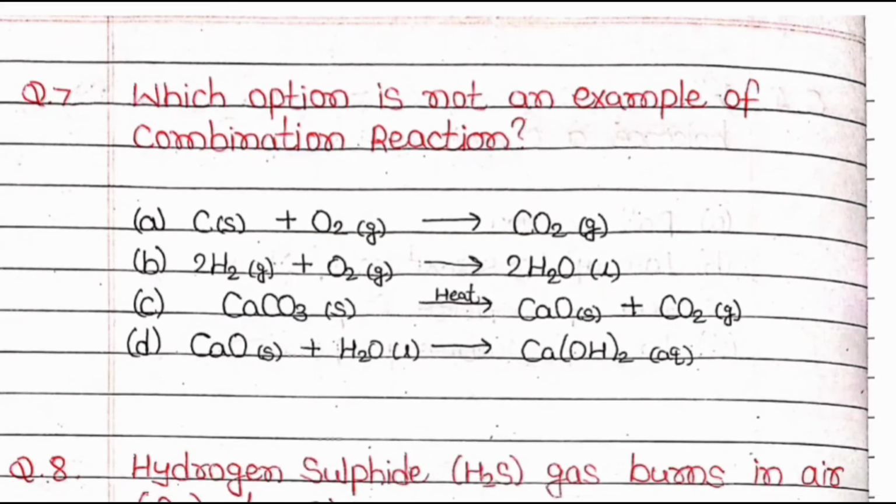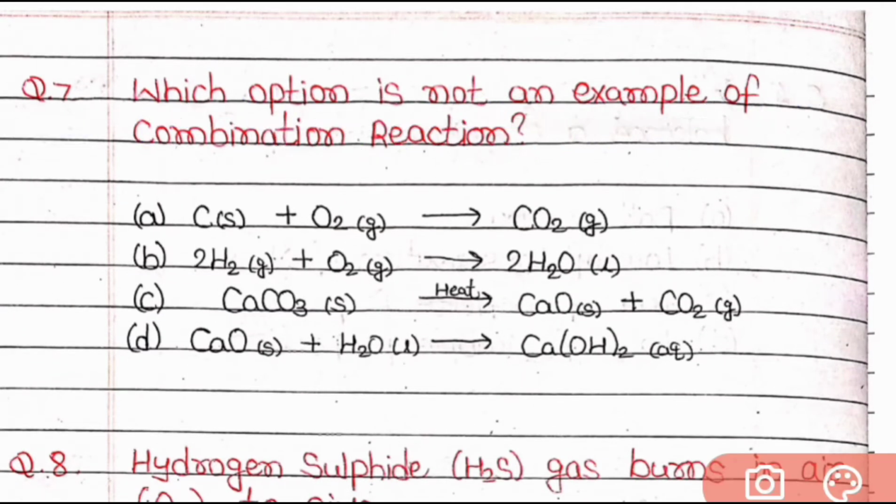Now question number 7. Which option is not an example of combination reaction? Let us see the option. C plus O2 gives CO2. Here clearly it is seen that combination reaction is taking place, as the reactants are two and product is a single product. And the second option is 2H2 plus O2. Here there are two reactants and a single product, so it is also a combination reaction. And option C, here CaCO3 is breaking down into CaO and CO2. This is not an example of combination reaction, it is an example of decomposition reaction.